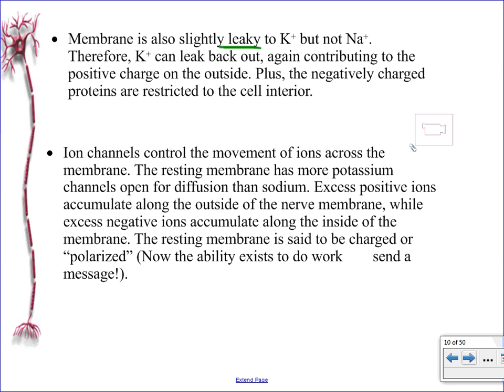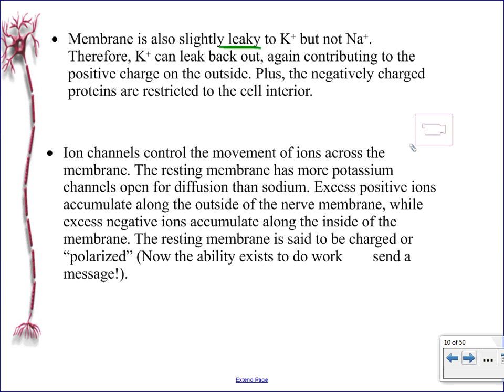So some of that potassium that is pumped to the inside by the sodium-potassium pump does leak back out through the potassium channels. This trickling of more positive charges to the outside again contributes to the negative charge on the inside of the neuron.